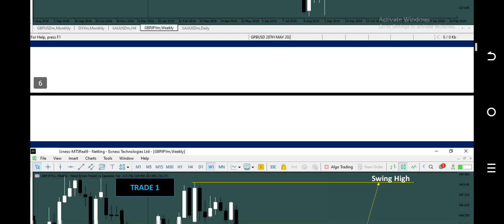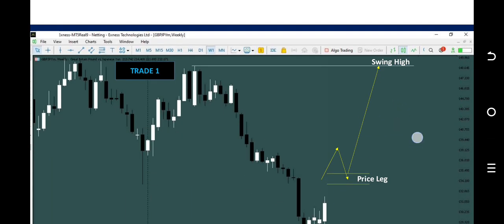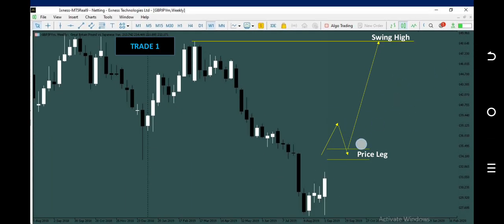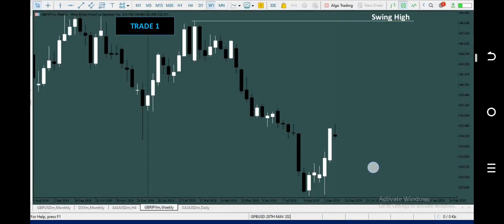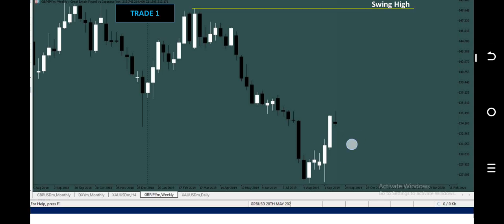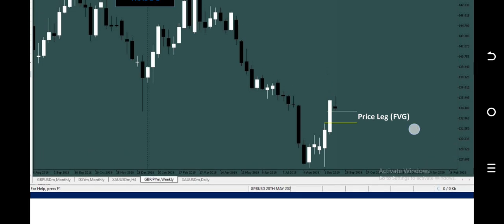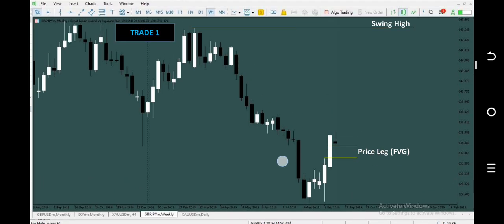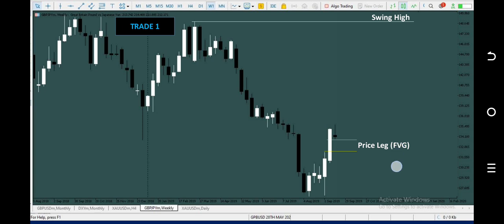Now let's take a look at what we are anticipating that price should do. Price is expected to come into this leg, then the leg will in turn move to this swing point. Now let's take a look at this. Can you see? Price has created what is called a fair value gap. Let's map it out. The fair value gap that is created is the price leg. Price leg, FVG, fair value gap.